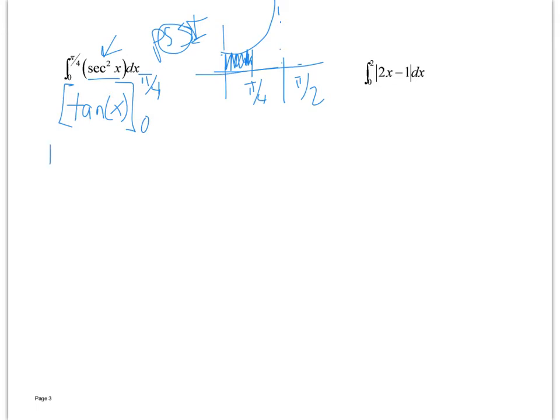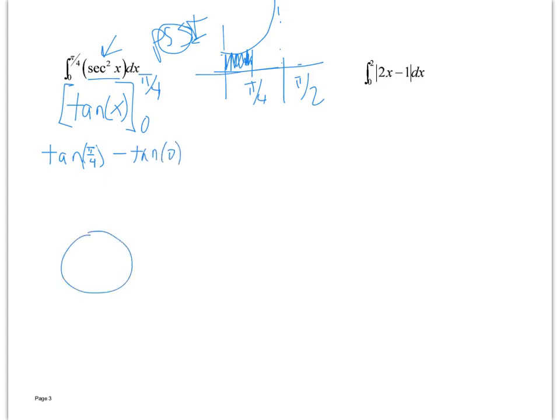Now, I would argue that you should be able to do these without your calculator. That's tangent of x. Oopsie, not x. I'm going to plug in my top value. That's pi over 4, my top limit of integration. And then I'm going to put in my lower limit of integration, and that's 0.